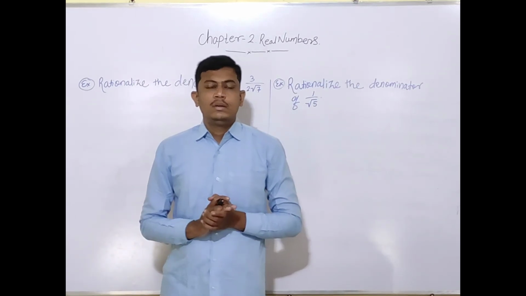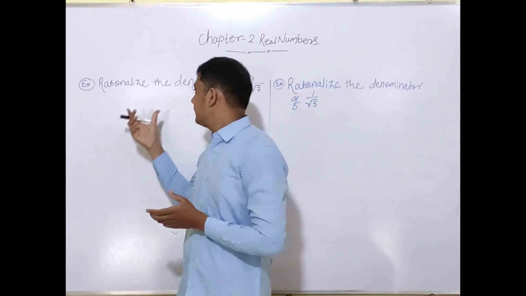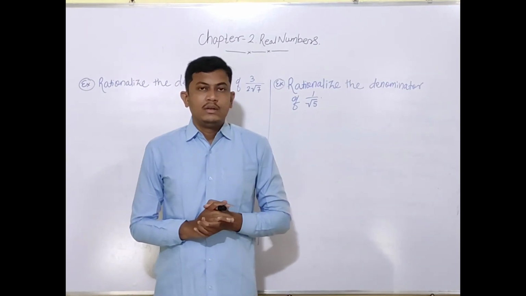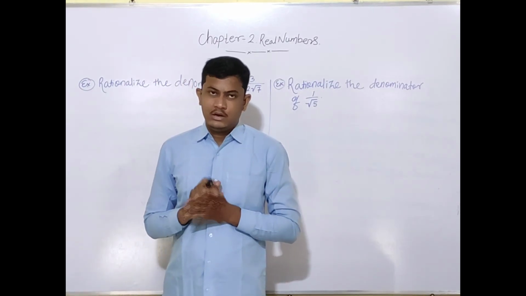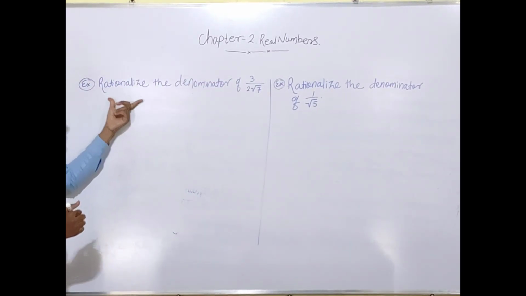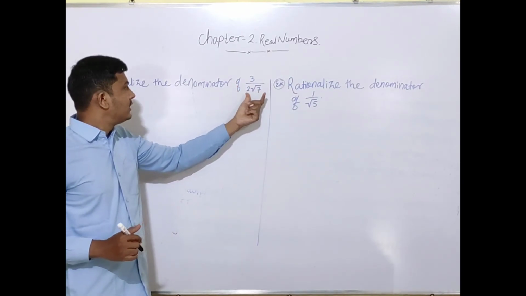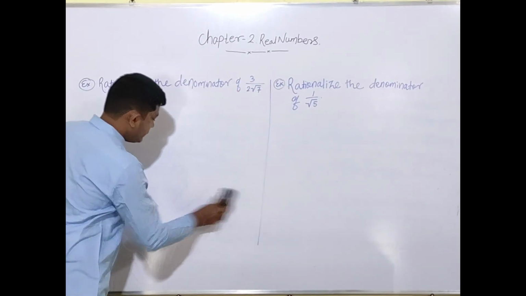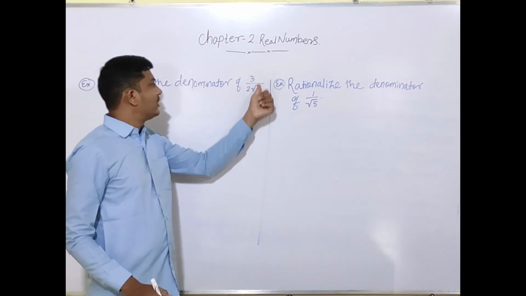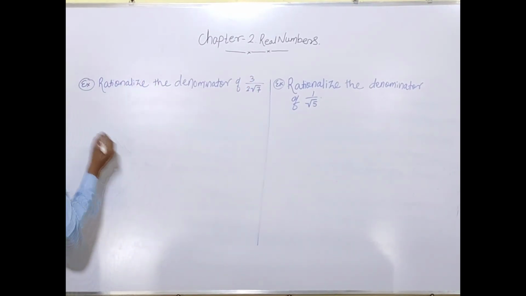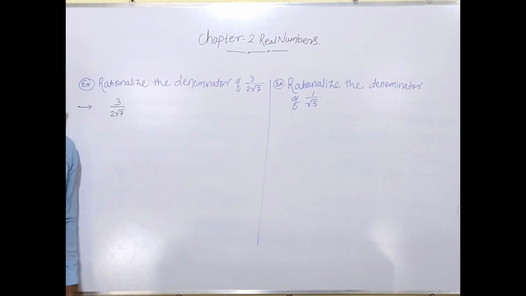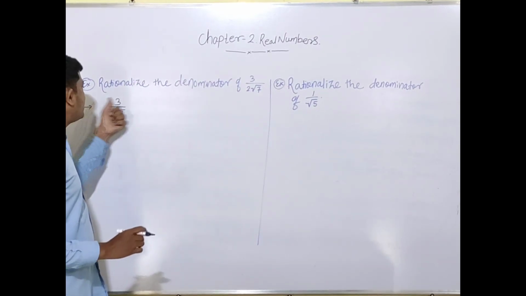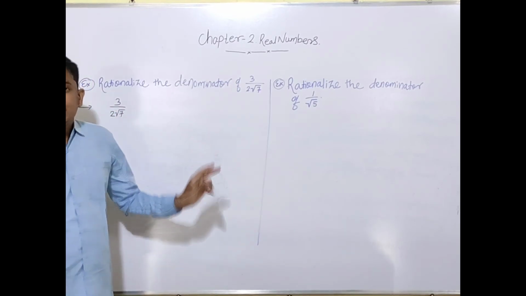Now with the help of the rationalizing factor, we have to solve these two examples. With the use of the rationalizing factor, we can rationalize the denominator. So let's see, rationalize the denominator of 3 upon 2 root of 7. Rationalize the denominator means we have to remove the irrational term from the denominator.